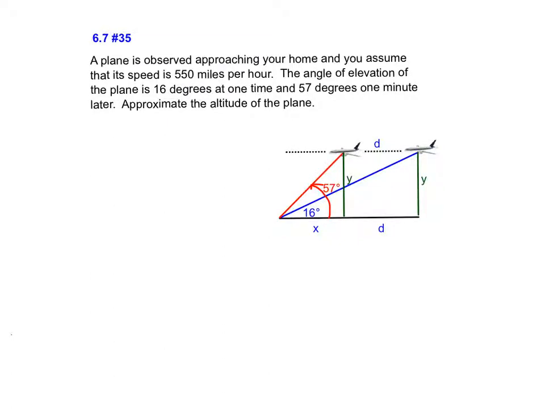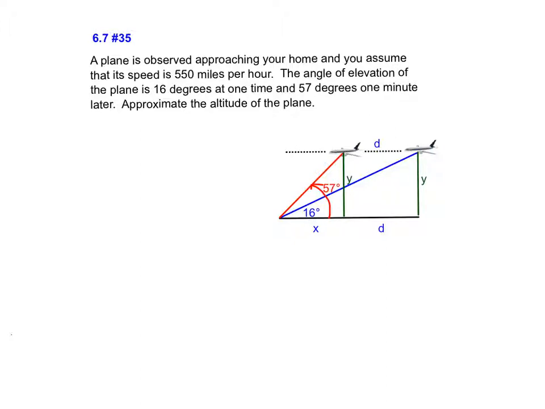This is the solution to problem 35 from section 6.7. And here we have to create our own diagram. So we're told that a plane is observed approaching your home and you assume that its speed is 550 miles per hour. The angle of elevation of the plane is 16 degrees at one time and 57 degrees 1 minute later. So I've sketched a diagram here, and we're supposed to approximate the altitude of the plane, which I have labeled Y in the diagram.